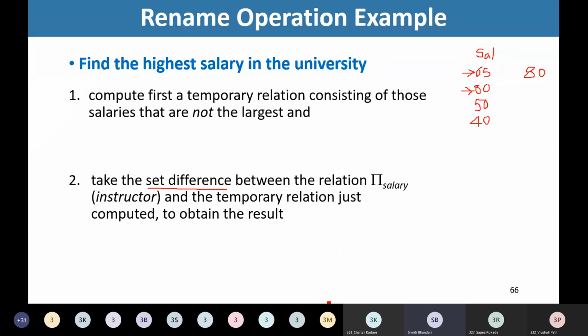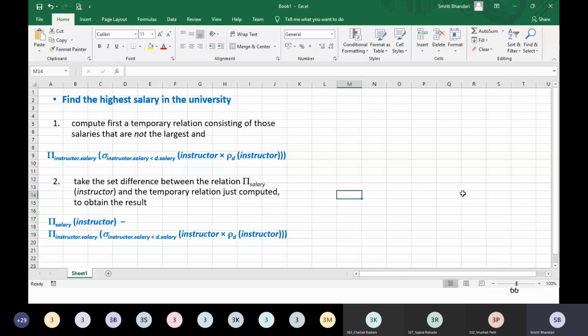So let me illustrate this with one simple example, how we are going to write this query. Let me share the other screen now. I'm going to give you the solution for this. What we want is to find out the highest salary in the university. And as I stated, we are going to make use of the instructor table twice.